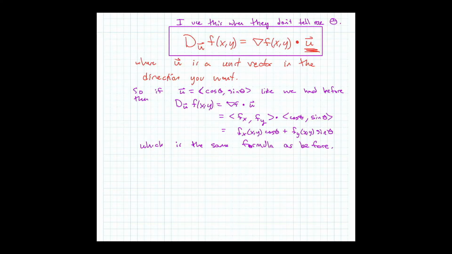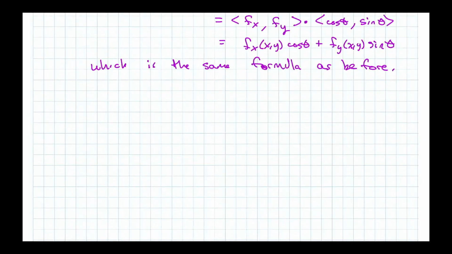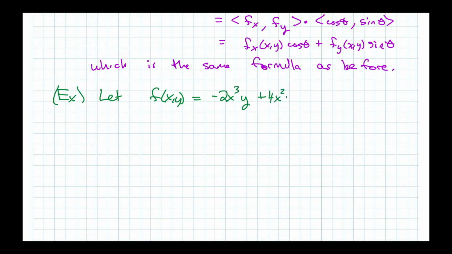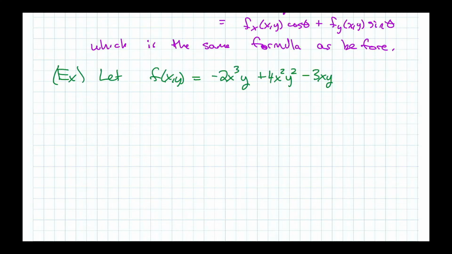Okay, so let us do a problem real quick. So let me go here, pick one off the list, and I'm going to say to do two things here. So I've got a function. Let f of xy equal negative 2x cubed y plus 4x squared y squared minus 3xy. And I want two things. The first thing I want is I'm going to say find grad f, the gradient of f.